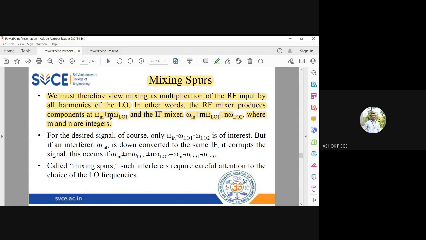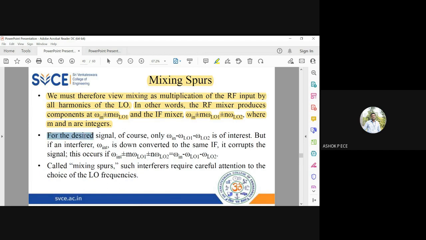When m is equal to 1, you get the first IF. When n is equal to 1, you get the second IF. And all these plus signs will be minus; the plus terms will be filtered by your low pass filter, right? So ideally, m and n value should be 1. But practically, m and n values will also be 2, 3. It depends on your signal.